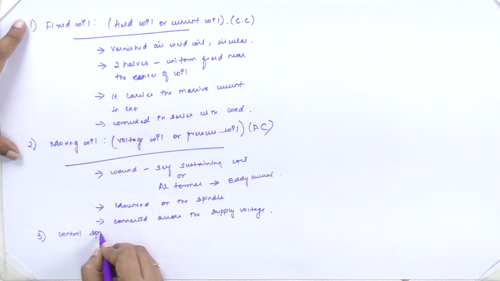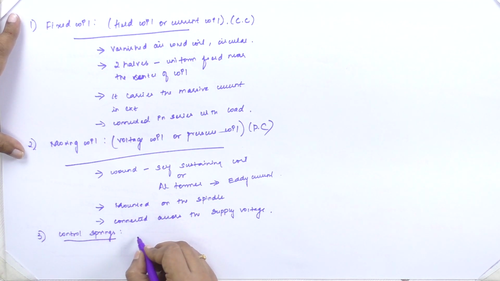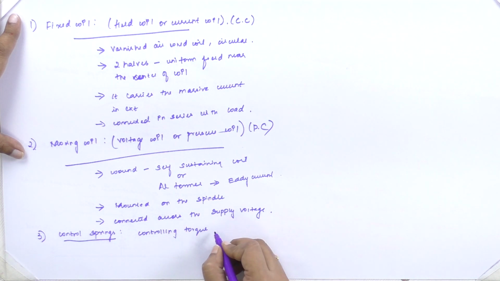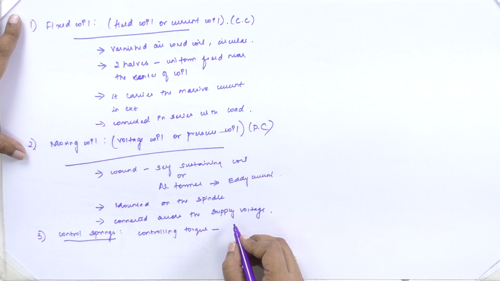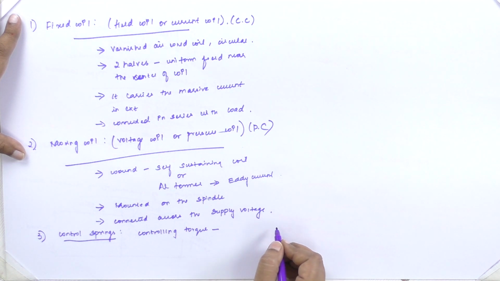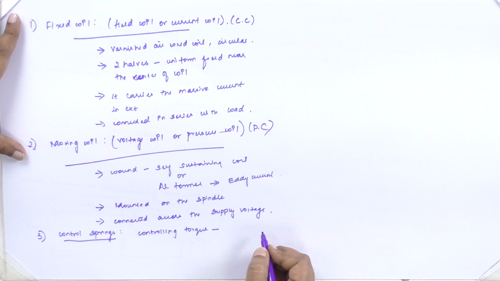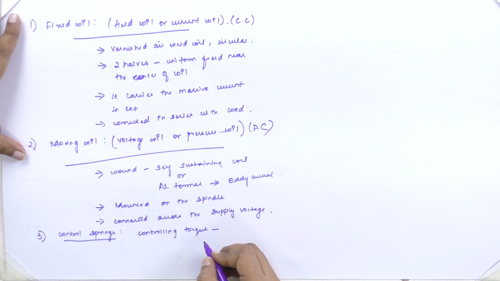So, the third one is control springs. As we have already seen in moving coil and moving iron type instruments, these controlling springs are used to produce the controlling torque. You know that the controlling torque is used to make the pointer come to rest at a steady state position when there is current flowing in the coil. If the current flowing through the coil is removed, the pointer must come back to the zero position. So, this controlling torque will make the pointer come back to zero position when the current supplied to the coil is removed.